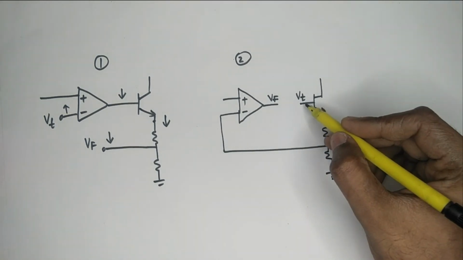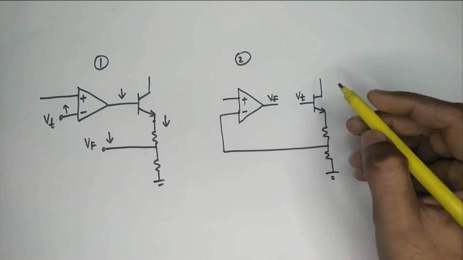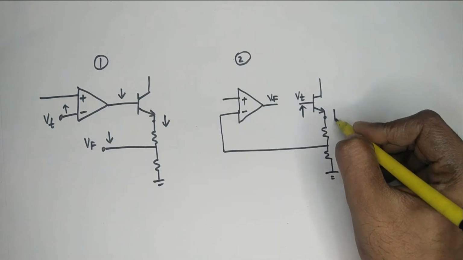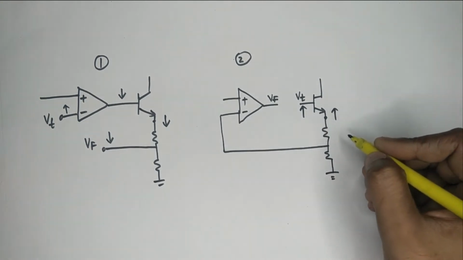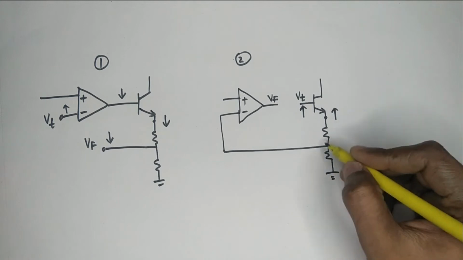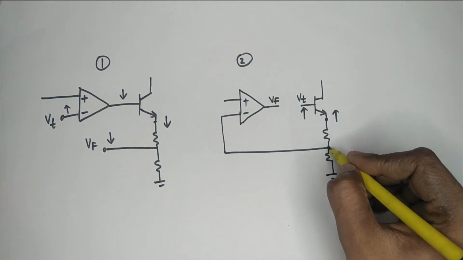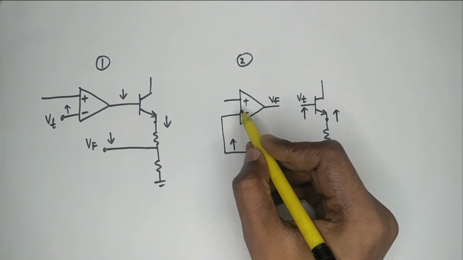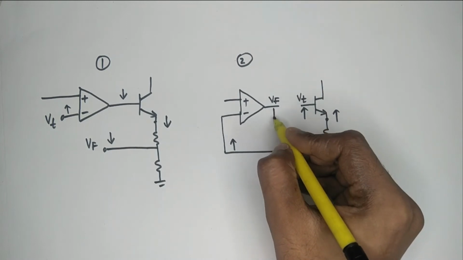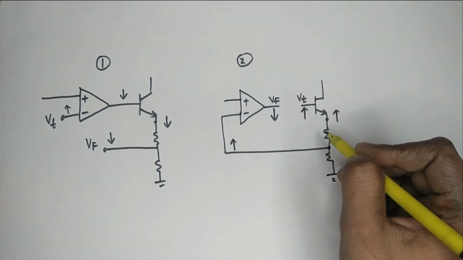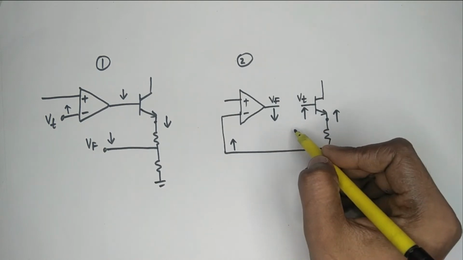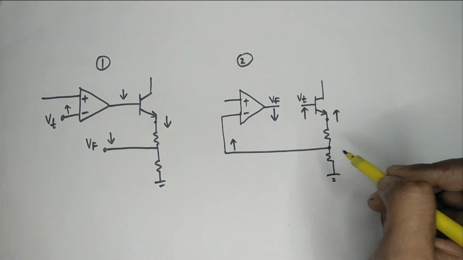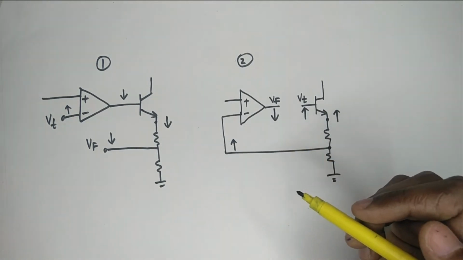Now Vt is applied at the base of BJT, and as Vt goes up, the emitter terminal goes up, and there is a resistive divider here, and this node voltage will also go up. If V minus goes up, the output of op-amp goes down, and in this case we can also clearly see that Vf and Vt are of opposing nature. It means the circuit is stable because there is a negative feedback and the loop gain is negative. Now let's solve the question.